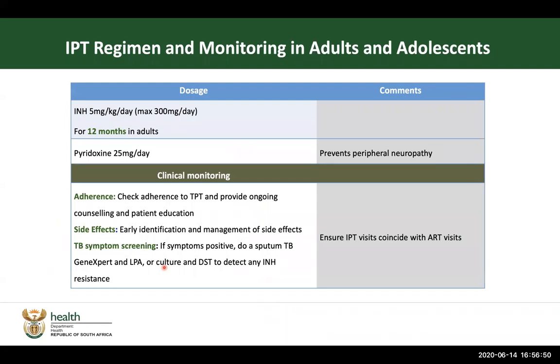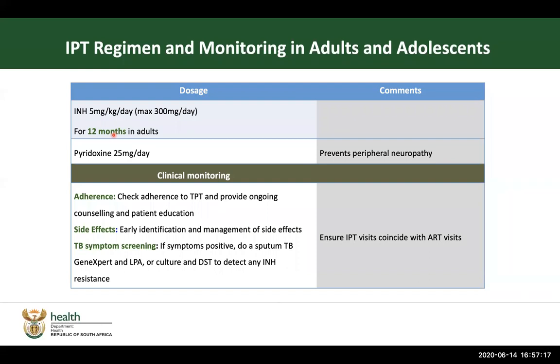In terms of dosages, the adult dose is 5 milligrams per kg per day to a maximum of 300 milligrams per day. We give it for a maximum of 12 months. And then children where there is a close contact are also eligible for 10 milligrams of INH per kg per day for a maximum of 6 months.